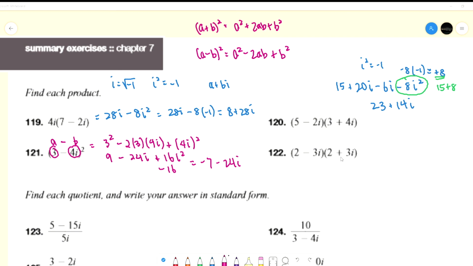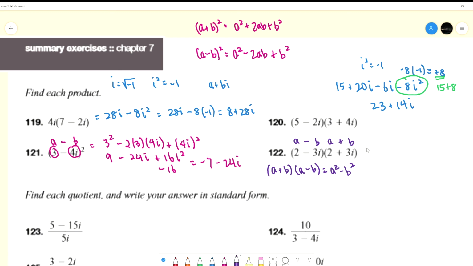Okay, let's look at 122. So this one is the difference of squares, right? And for the difference of squares, we talked about a squared. Actually, let me write it out first. When we have a plus b times a minus b, that is equal to a squared minus b squared. So as you can see, this is like a minus b, and this is your a plus b. So a is 2, b is 3i.